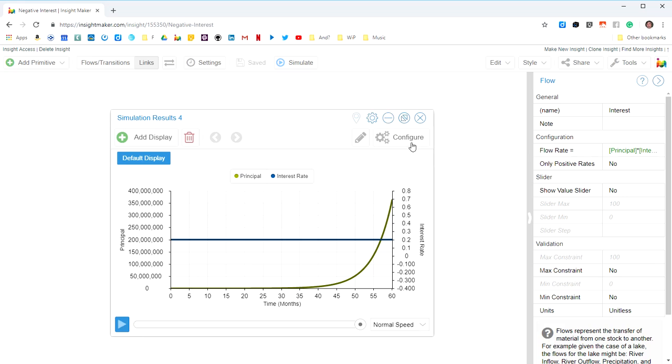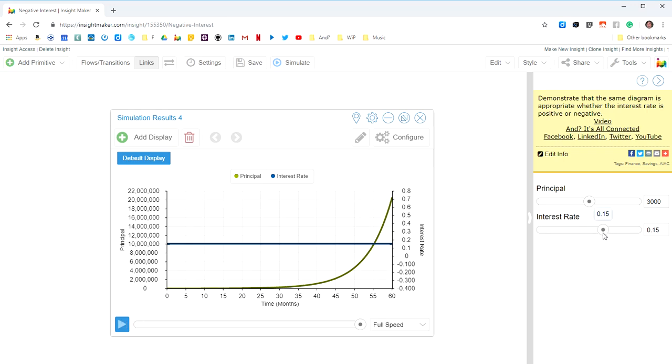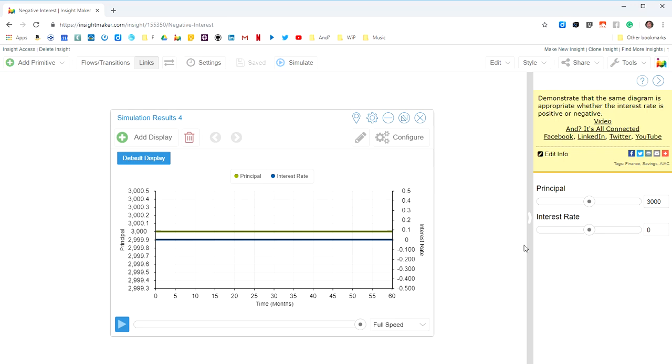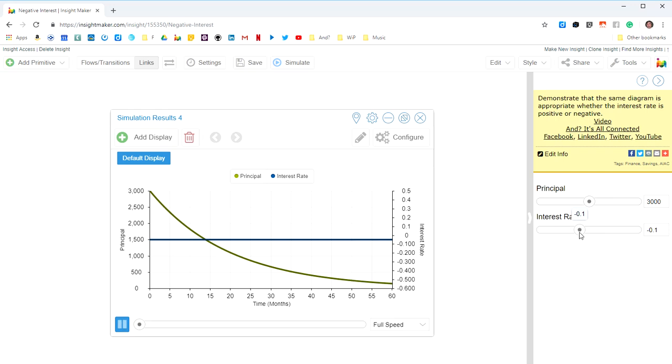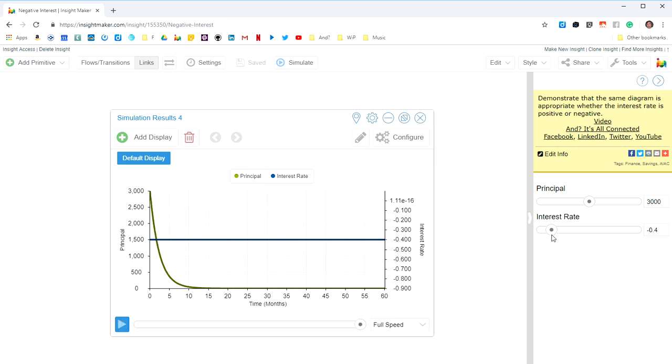So that when I do this, if I pin this simulation result to the model itself and then vary the interest rate, you can see as the interest rate declines, the resultant principal over time gets smaller and smaller until at a zero interest rate, the principal doesn't grow at all. And if the interest rate is negative, the principal simply does an exponential decline over time. And the rate at which it declines depends upon how negative the interest rate is.